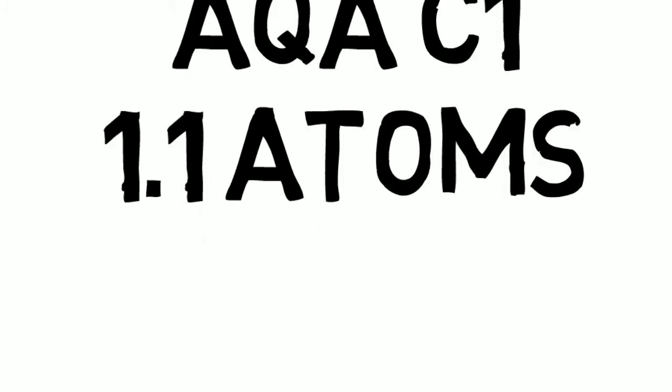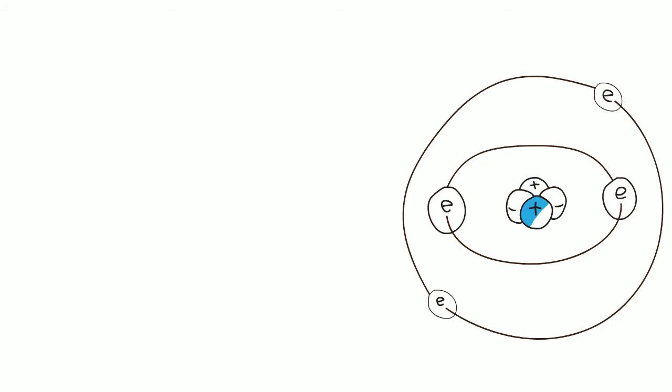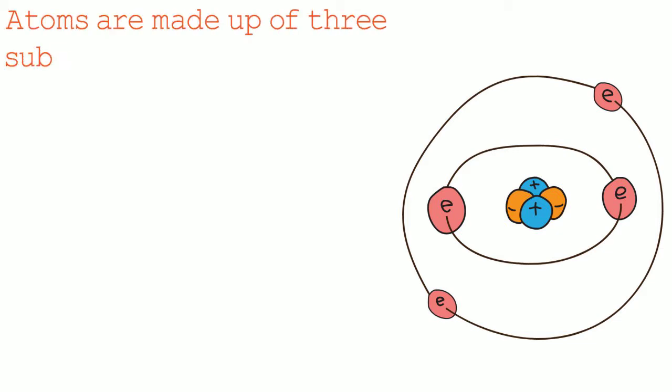Hi, this video is going to be looking at atoms. Atoms are tiny particles that make up every item in the world. We have a diagram of an atom here. Atoms are made up of 3 subatomic particles.